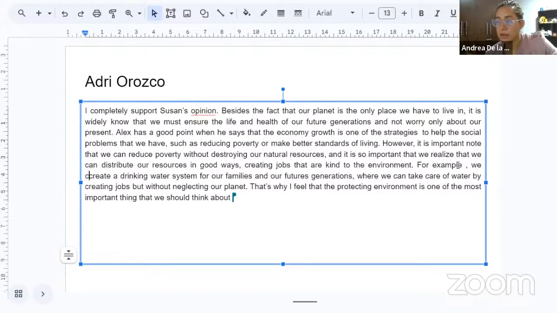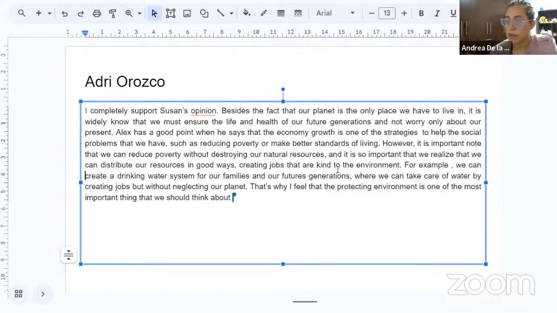Don't forget sentence structure. I like the fact that you're using this type of connectors, relative clauses, to join ideas. It's a really good thing to do. "Where we can take care of water by creating jobs, but without neglecting our planet." Okay. "That's why I feel that protecting the environment is one of the most important things that we should think about."